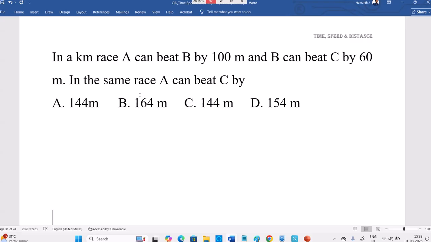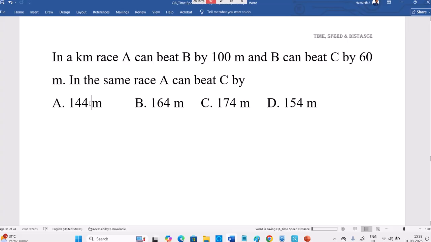154 or 144. Two options. Yeah, two options, with 144 we give... Okay, we'll put this as 174. Check, is it 144 or 154.